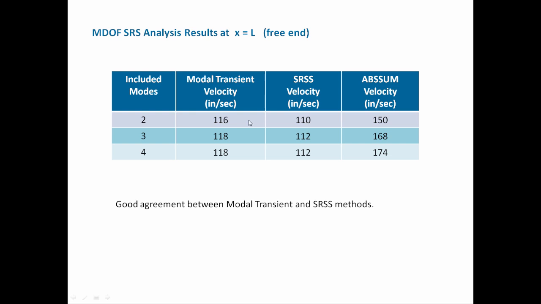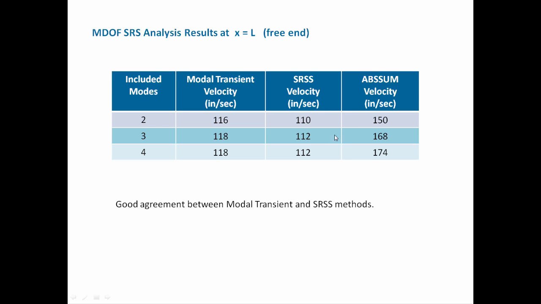in inches per second. And our modal transient velocities are falling in between these 2 multi-degree of freedom SRS parameters, but are closer to the SRSS methods. So that means we have good agreement there between those relative velocities, or we could call them pseudo velocities. And that means we would be good to go for calculating stresses from the multi-degree of freedom SRS analysis.